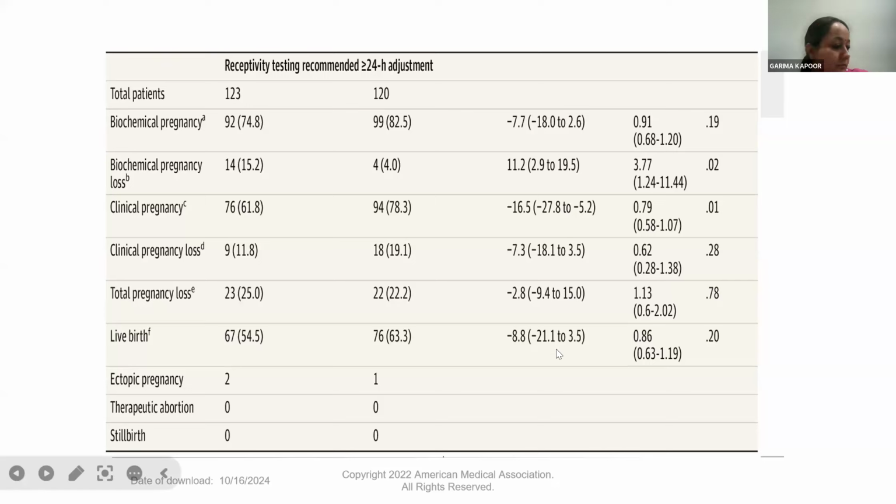And again, in the category of clinical pregnancy, the p-value came out to be 0.01. That means in the intervention group, the clinical pregnancy was 76 if we change the timing of the embryo transfer according to the receptivity testing, and in the standard group it is 94. So basically, if we go with the standard transfer, the clinical pregnancy was 94, and if we change the timing of the embryo transfer as per the receptivity testing, the clinical pregnancy was just 76.